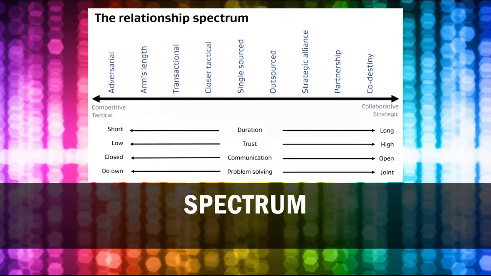What is the change on the left and on the right? It is already shown on this graph. On the left side, the duration of the relationship is shorter, and on the right side, longer. The trust is lower on the left side and higher on the right side. The communication is more closed on the left side and more open on the right side. And regarding problem solving, on the right side it is more jointly problem solving.